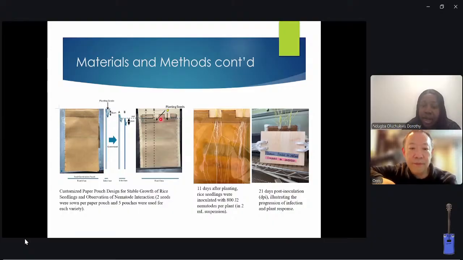So who produces that paper pouch? Is it a Japanese company? It's a Japanese company. They produce it for research. So is this a recent product, the paper pouch? It's recent, but not too recent. But it's recent because it's being used for research right now.